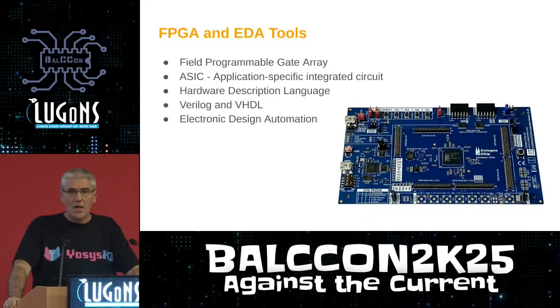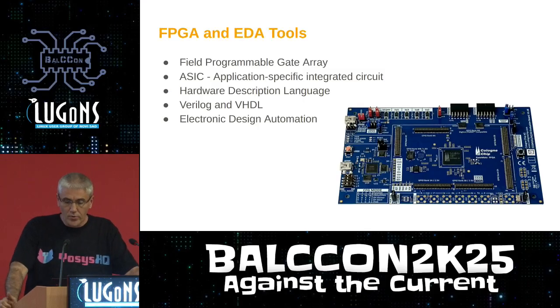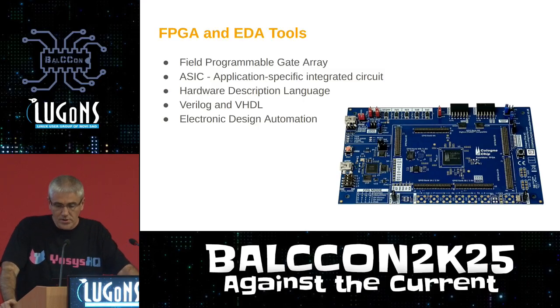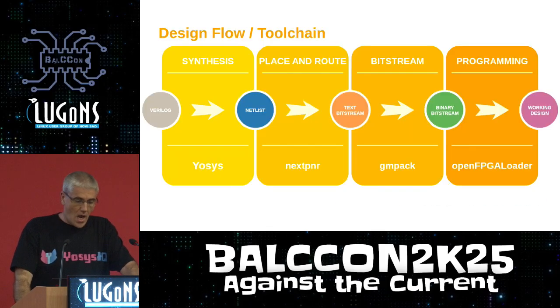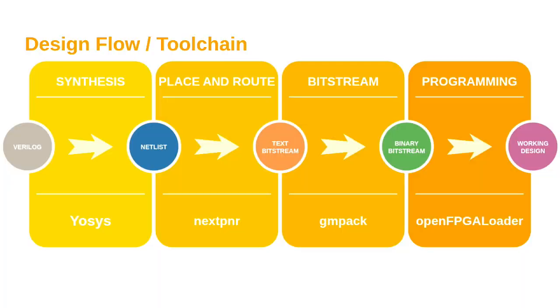On the picture you can see one of the boards used for development, and that is exactly the board from Cologne Chip, which uses the FPGA we are going to talk about. We first need to know what the complete design flow looks like for an FPGA, and that's a bit different from creating software.